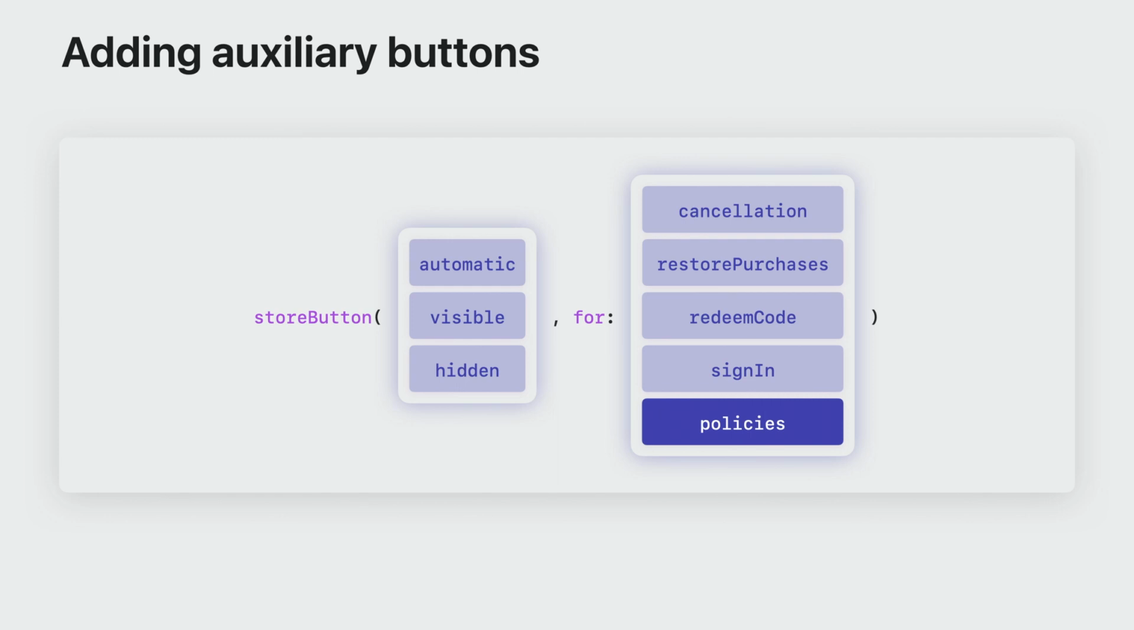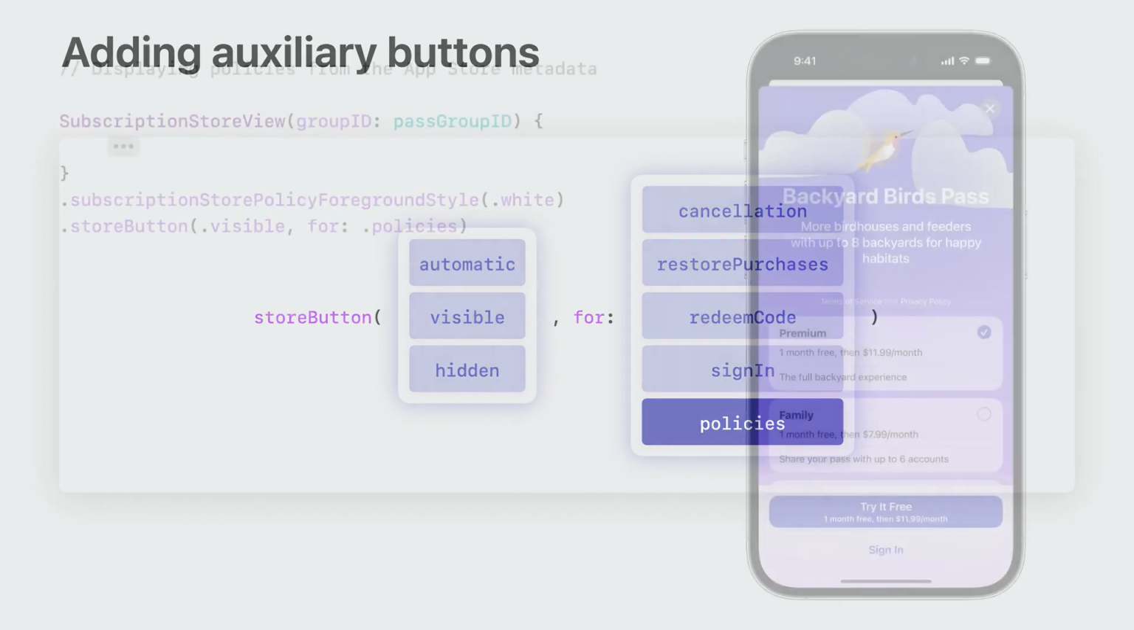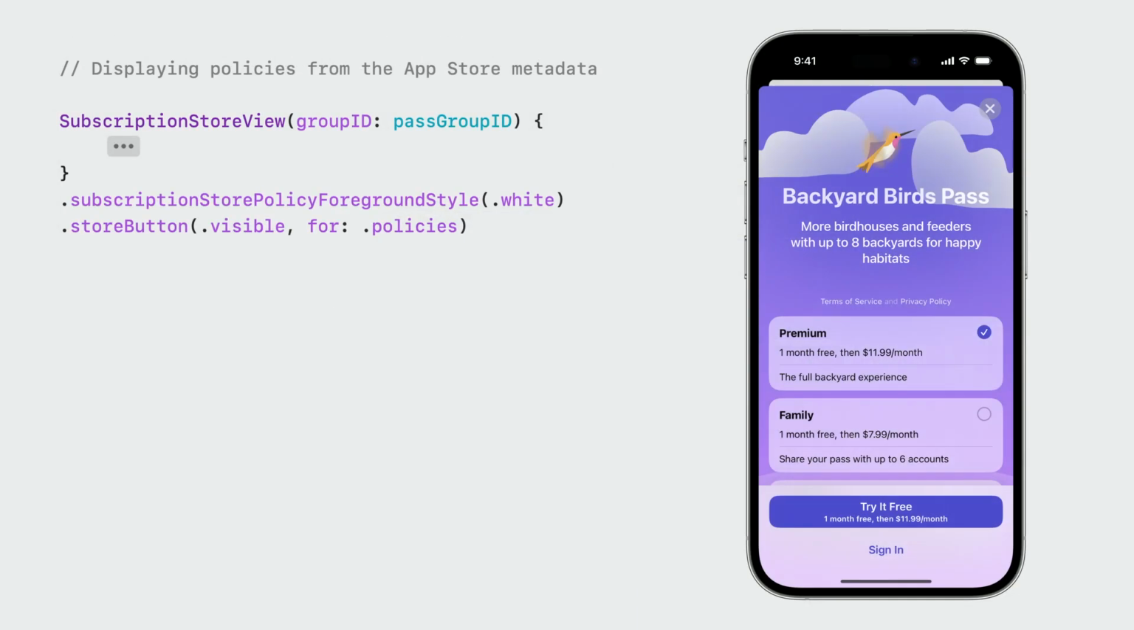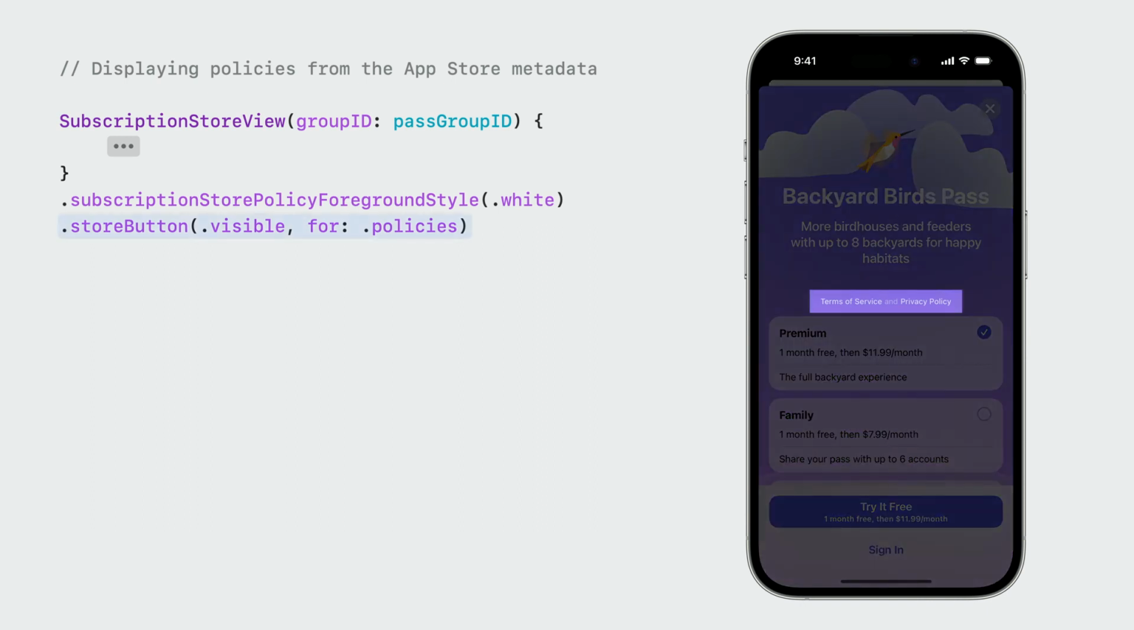The final button kind to review is policies. You might want to show links to the terms of service and privacy policy along with your subscription offer. And the subscription store view makes this really easy. Typically, the policy buttons are hidden by default. If you make them visible with the store button modifier, they'll display above the subscribe controls on iOS and Mac. Since these buttons display above your container background, the default style may not be legible against your background. Use subscription store policy foreground style to set a shape style to use for the policy buttons that is legible against your background.